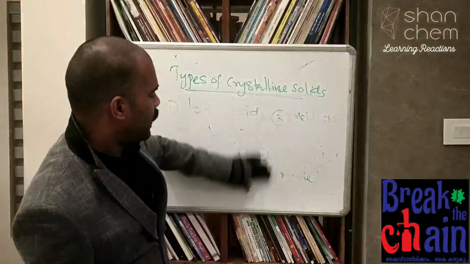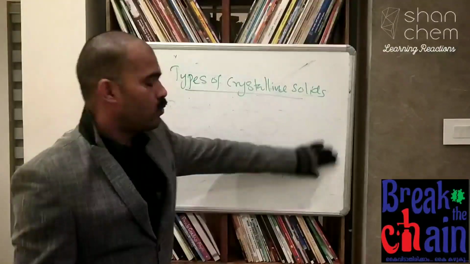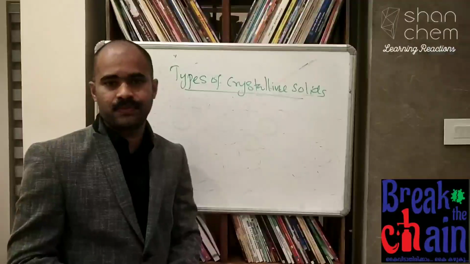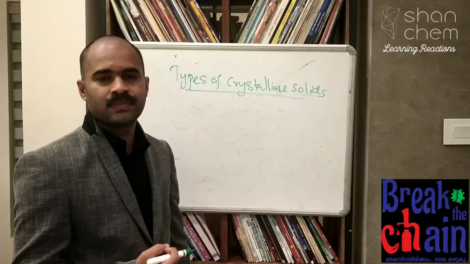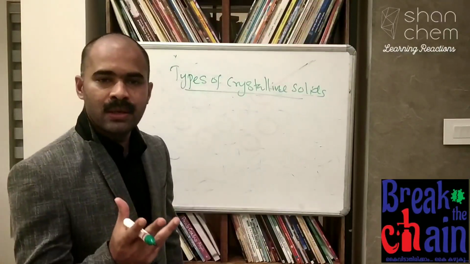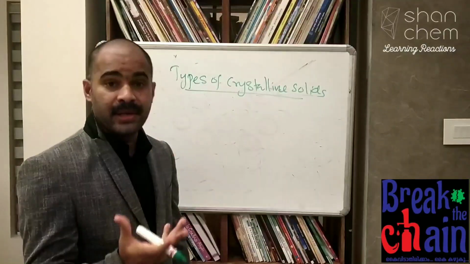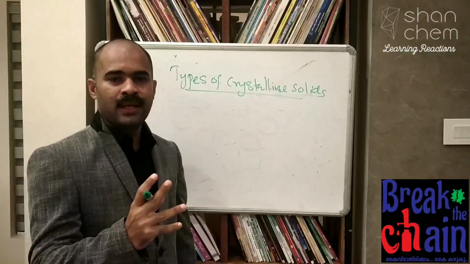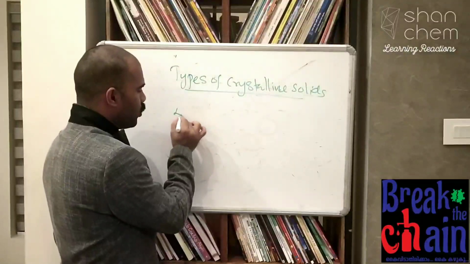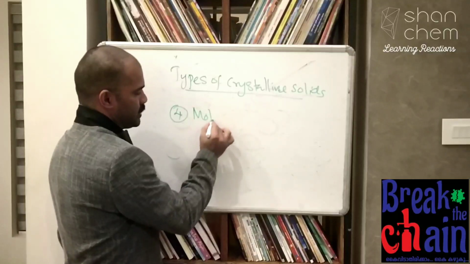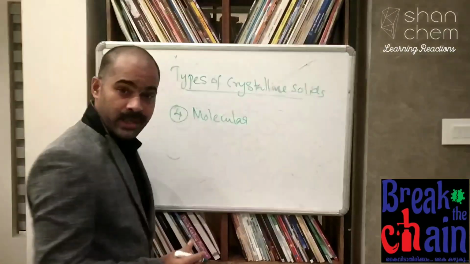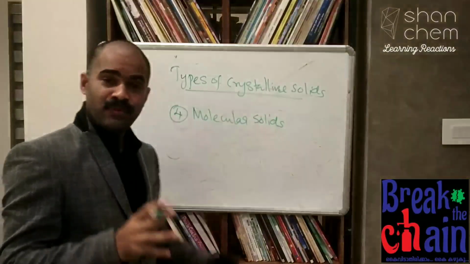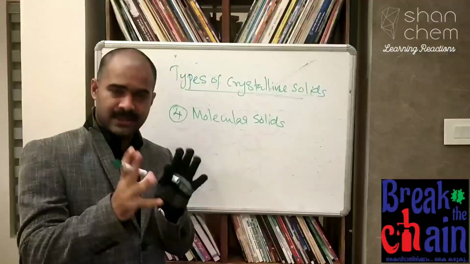Then the fourth one is called molecular solids. What will be the particles? It is nothing complicated. The particles will be molecules. We know ice. In ice, the particle will be the water molecule. Iodine is another solid. The particle will be the I2 molecule. Similarly, there are a large number of molecular solids. A molecular solid is a crystalline solid in which the particles are molecules.